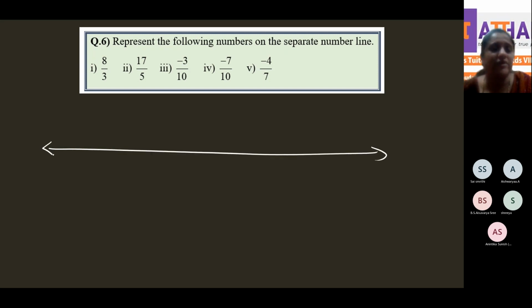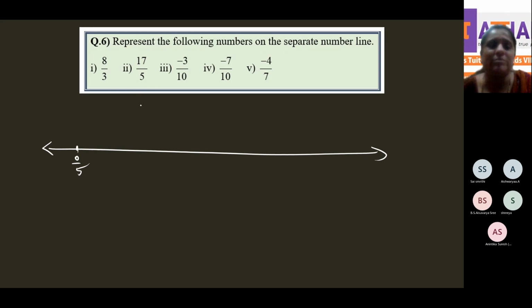So how do we do 17 by 5? We start with 0 by 5. Since it's positive, we'll take the rational numbers to the right of 0. If it's negative, we'll have to mark on the left of 0. This is 17 by 5, positive. So to the right of 0.